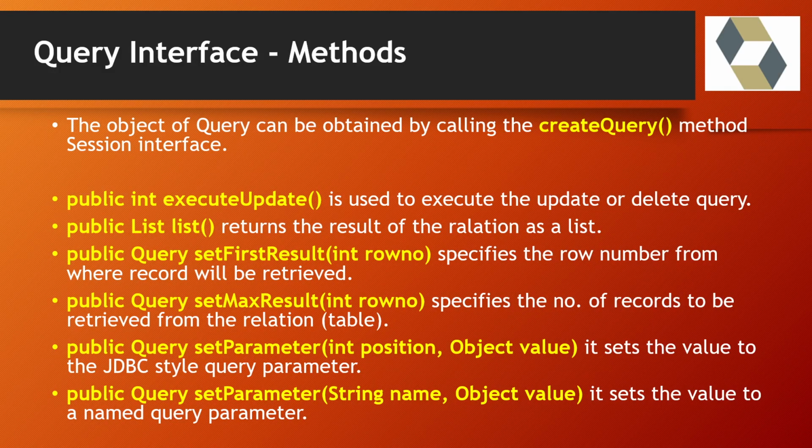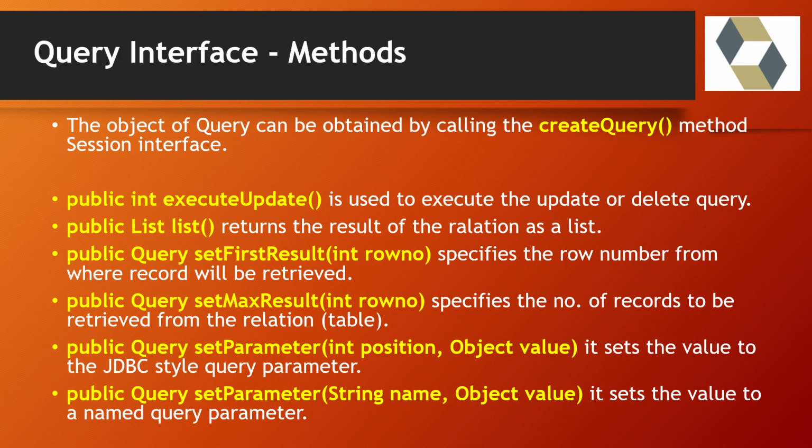So instead of list, what did we use in JDBC? Result set. In JDBC, we use result set; here we are using list. Set first result specifies the row number to be retrieved. If there are 100 records, and I want to fetch the records from the 50th row, I can specify that: set first result from 50. Similarly, set max result. If there are 100, I want to display only 10 records.